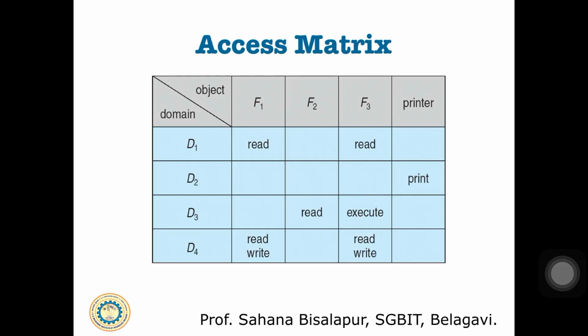A process executing in domain D4 has the same privileges as a process in domain D1, but with one extra operation, that is the write operation. As we can see in the diagram, D4 has read and write operations on file F1, and for F3 also there are read and write access rights. We also have a printer as one object here. Only the printer can be accessed by a process in domain D2.